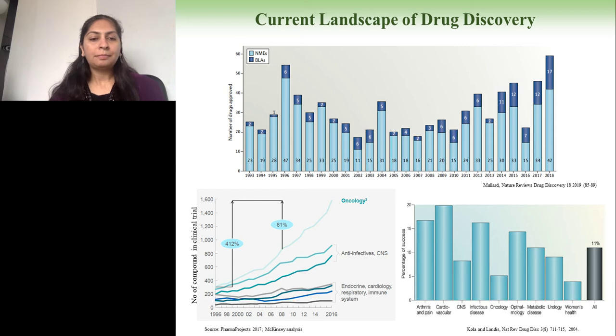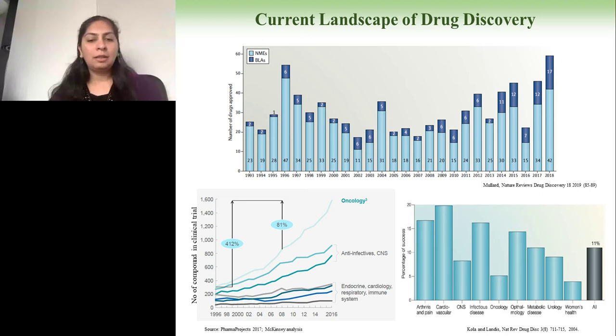However, there are so many molecules that enter clinical trials, but not all of them succeed. The reason is a high attrition rate, meaning that the drugs that enter clinical trials don't get approved. And that attrition rate is highest in oncology.